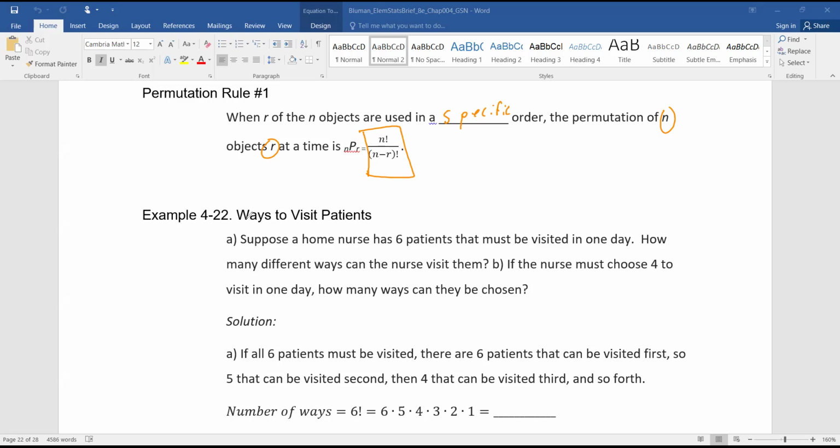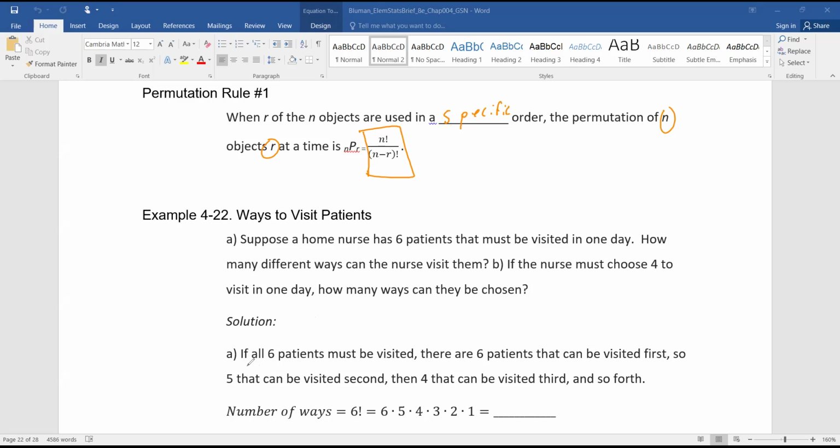So example 22, ways to visit patients. In part A, suppose a home nurse has 6 patients that must be visited in one day. How many different ways can the nurse visit them? Then part B, if the nurse must choose 4 to visit in one day, how many ways can they choose?